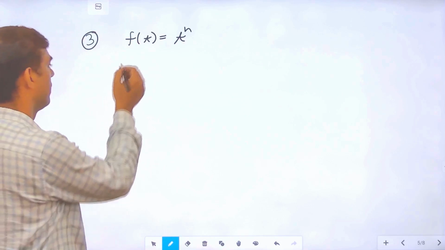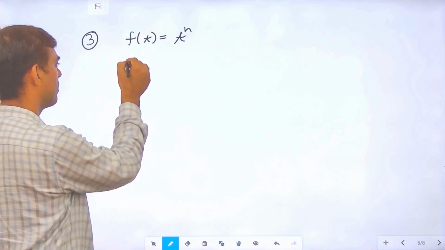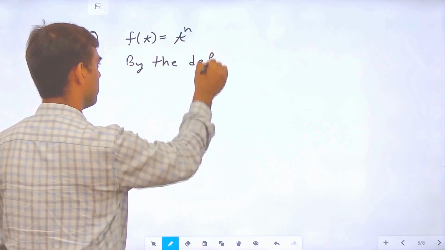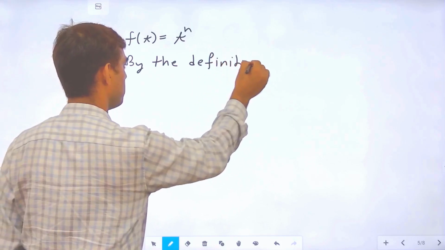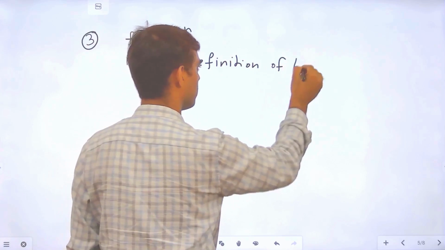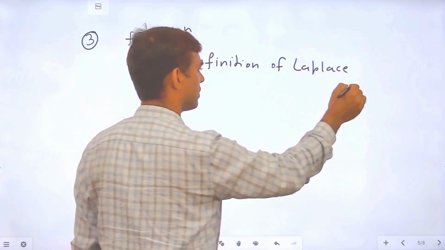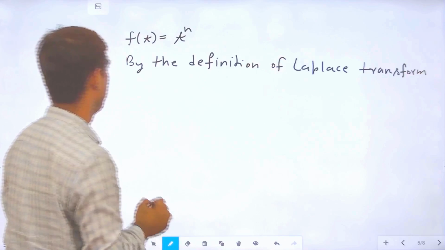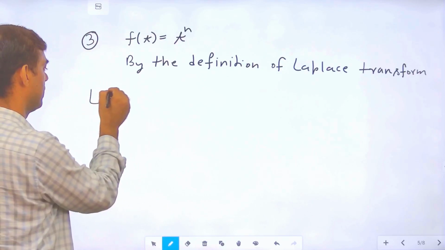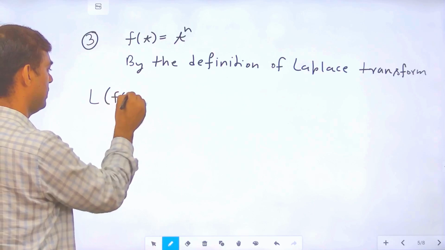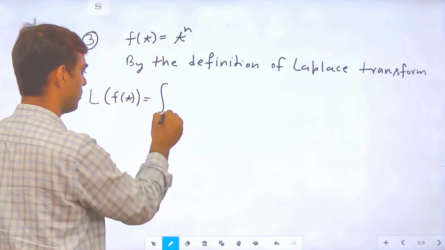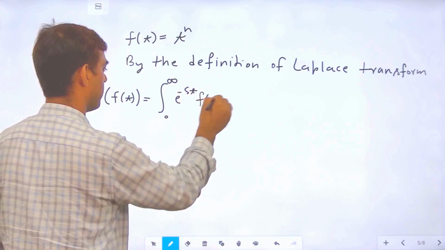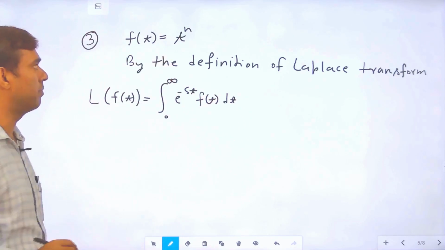Also, using the definition of the Laplace transform, we are able to find the Laplace transform of t to the power n. By the definition of the Laplace transform, the Laplace transform of f(t) equals the integral from 0 to infinity of e to the power minus st f(t) dt. Now f(t) is t to the power n.